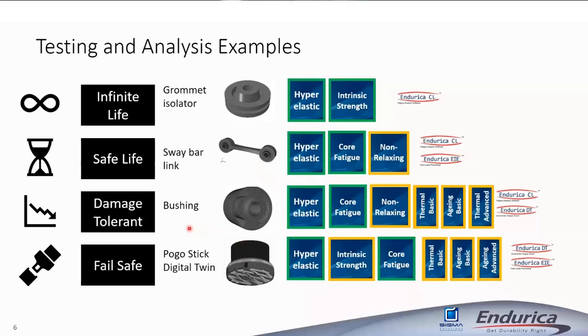Now, for a bushing, it's very common that the customer, who is the OEM, is usually going to require some sort of block cycle schedule for the bushing to pass. And using Endurica DT, we can model that block cycle schedule. And in fact, in addition to strain crystallization, we can include the effects of self-heating in the rubber, and aging of the rubber. Those are all effects that we can incorporate as part of the analysis to make a very accurate prediction.